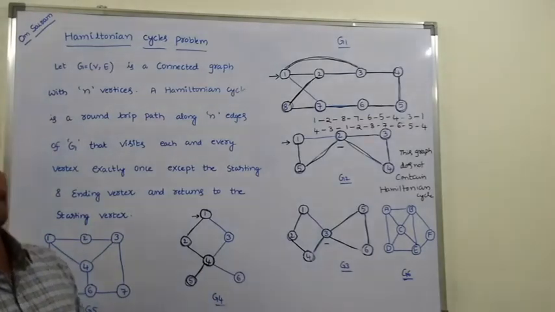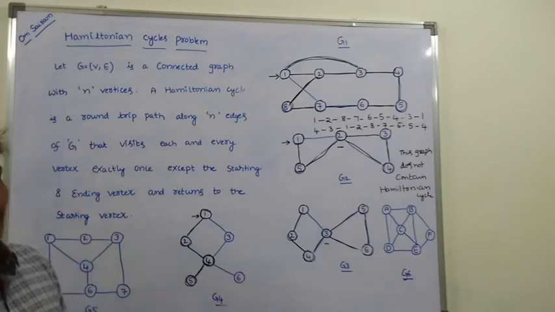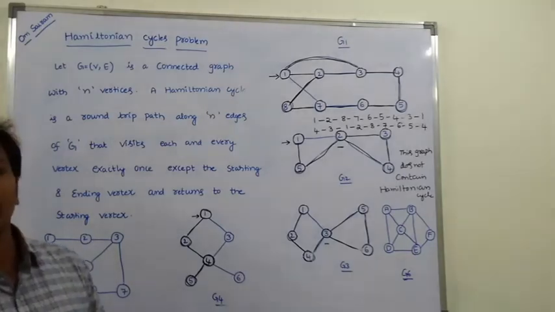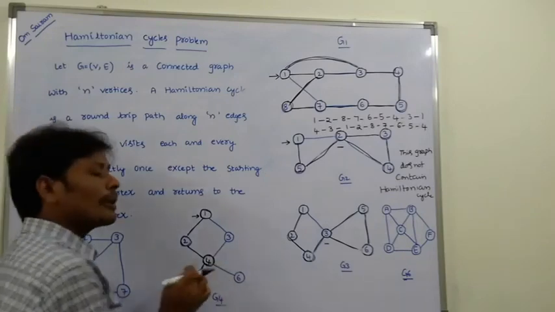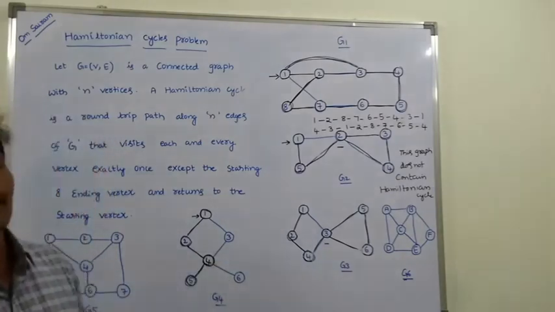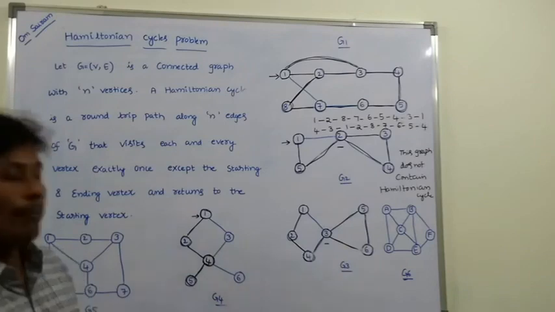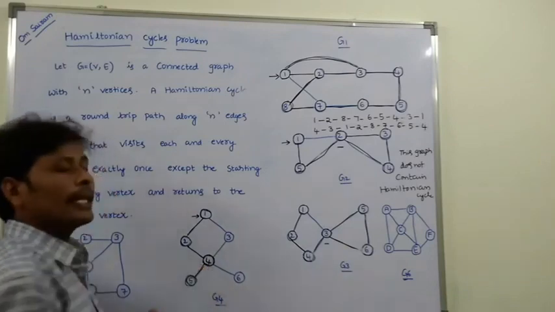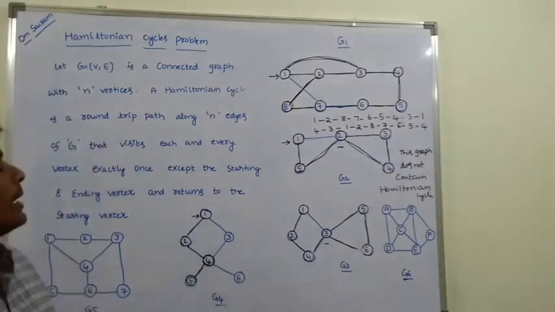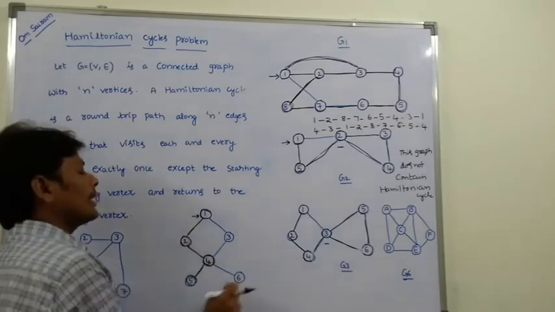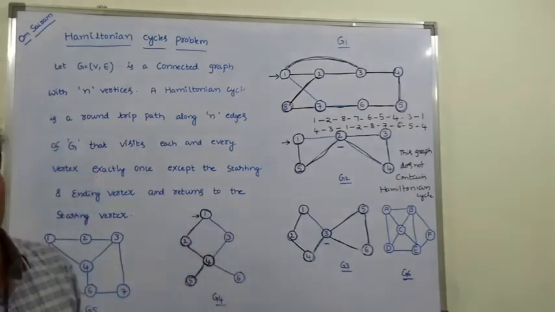According to the definition of a Hamiltonian cycle, each and every vertex is visited exactly once except the starting and ending vertex. But vertex 4 is not a starting vertex and not an ending vertex, and this vertex is visited 2 times. So this graph does not contain any Hamiltonian cycle.